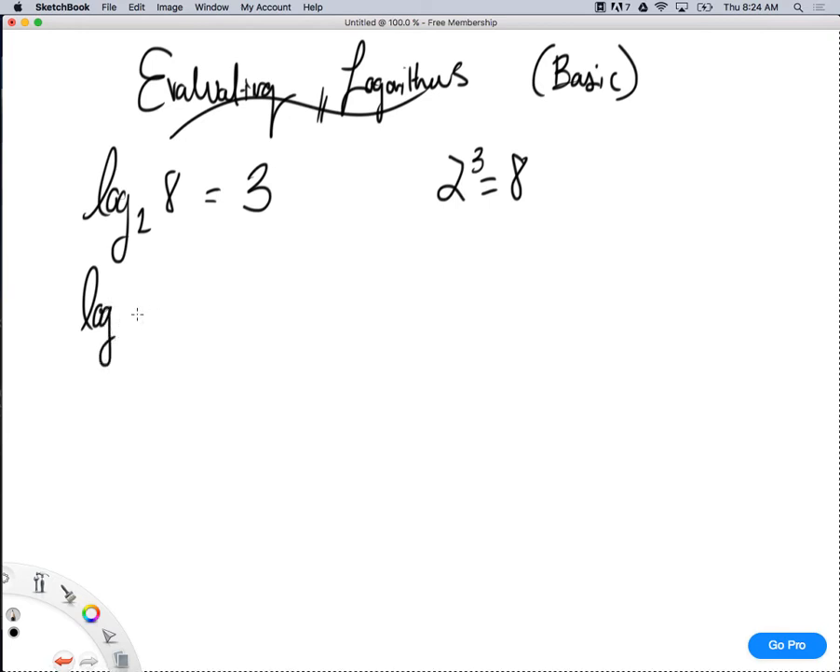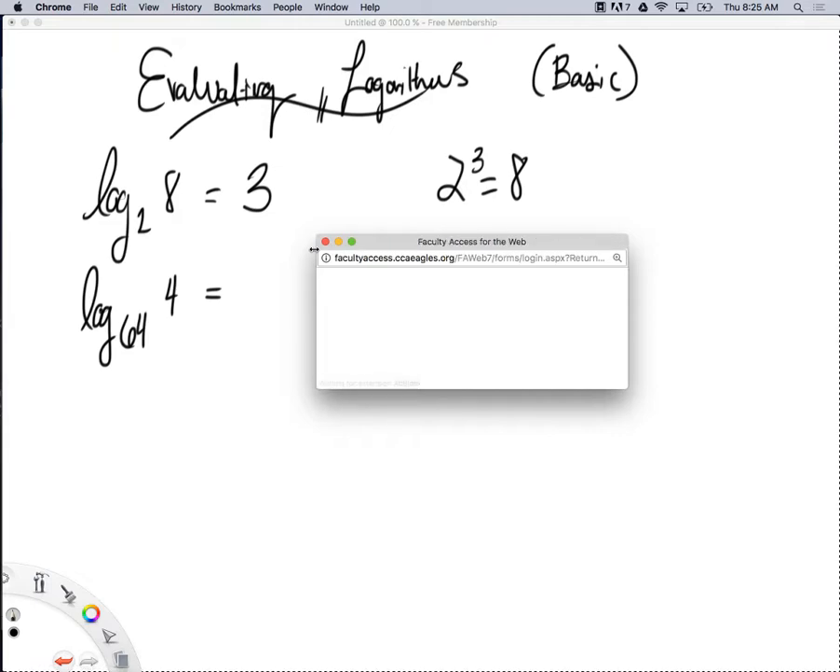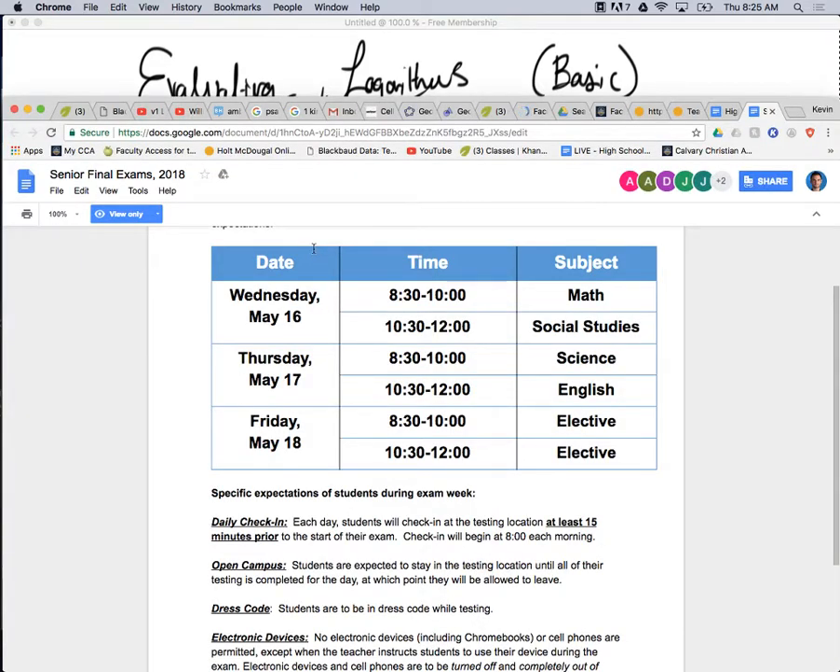Next one would be something like log base 64 of 4. This is a little bit more challenging because your base is not the root. The answer is the root. So I have to think, okay, I have to take a root of it. What root would it be?